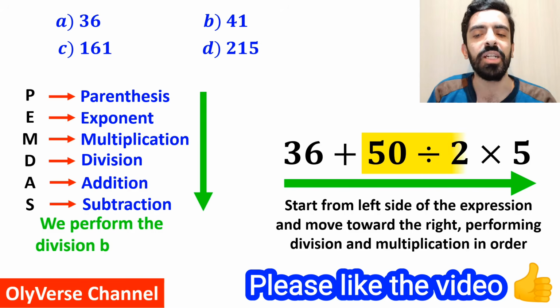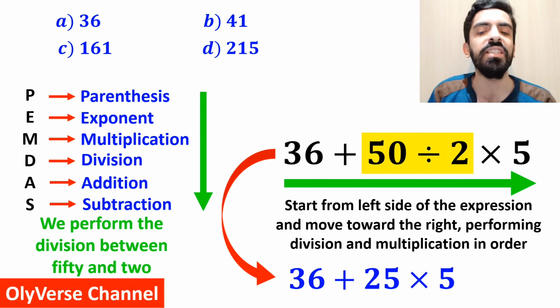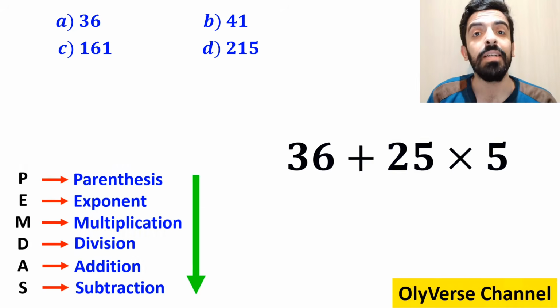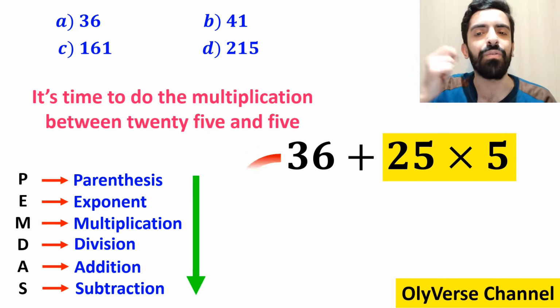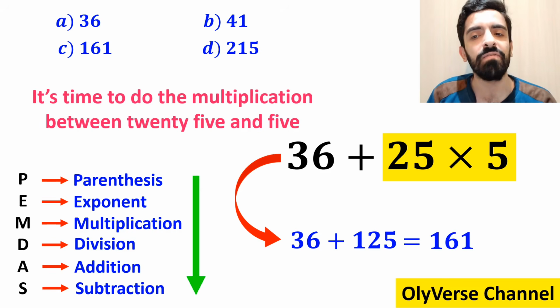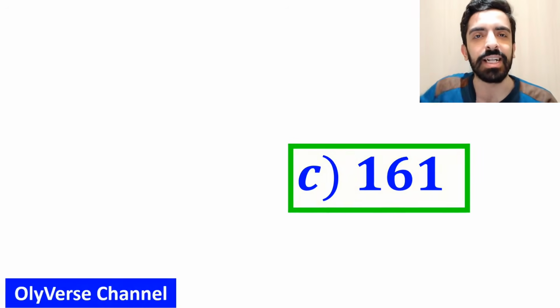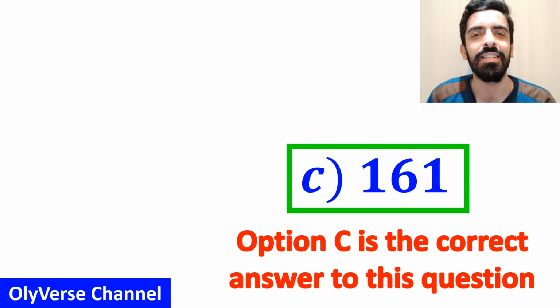So, first we perform the division between 50 and 2, and this expression simplifies to 36 plus 25 multiplied by 5. Now, it's time to do the multiplication between 25 and 5, which gives us 36 plus 125. And finally, the value of this expression is equal to 161. That's great. Option C is the correct answer to this question.